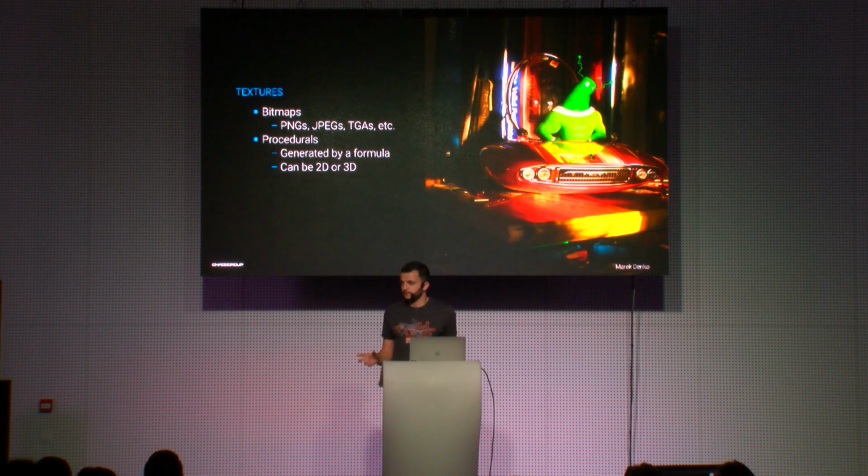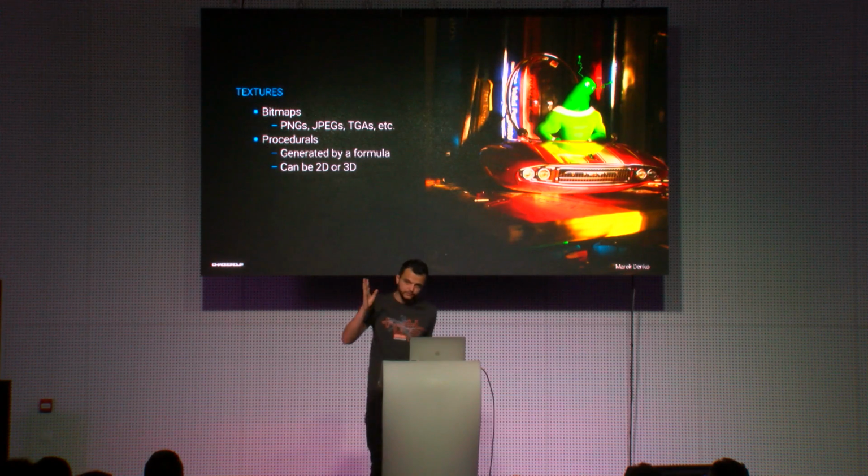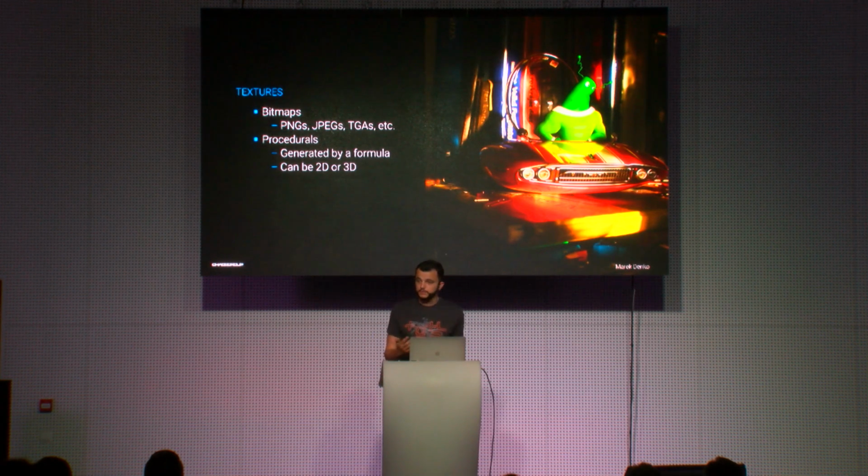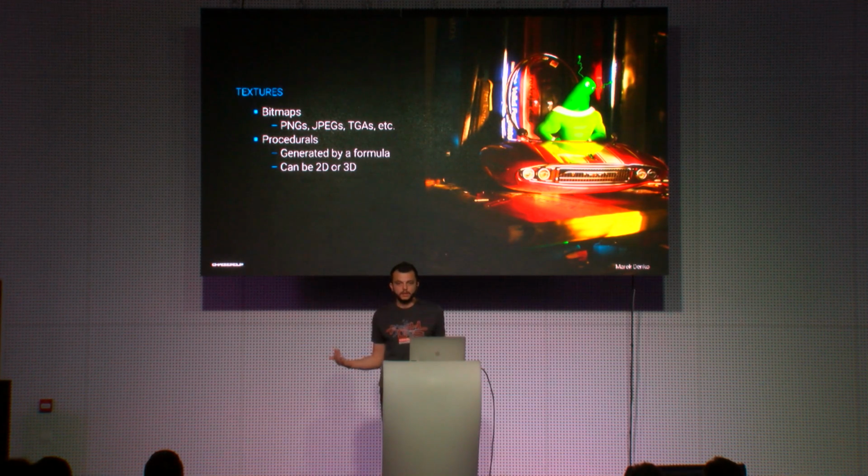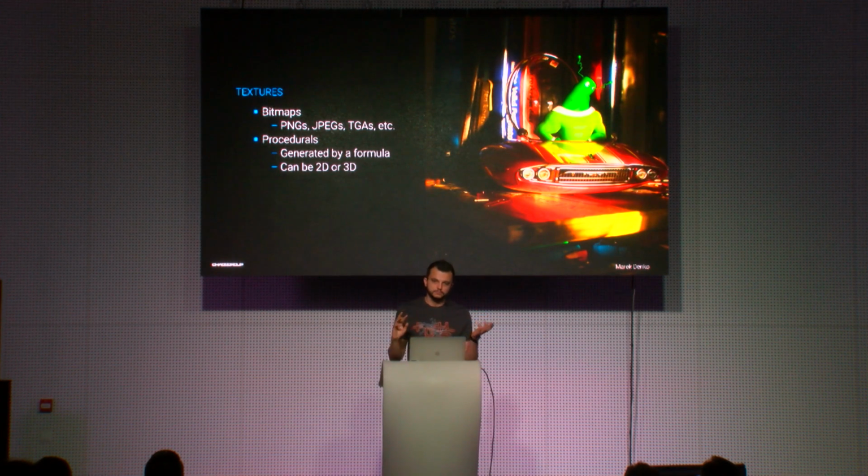Procedurals are things that are created by formula. Formulas can be quite simple, like a flat color, return green, or they can be quite complicated. They can be 2D or 3D textures. If you haven't seen a 3D texture, procedural Perlin noise is a good example. If you have whatever object and you don't have UVs for it, for example, you can use the world position coordinates as UV points, and it will still look seamless and without any seams.